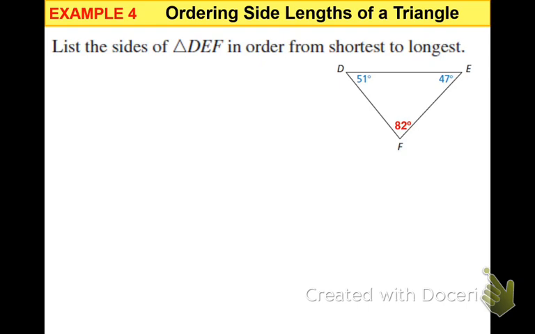Close though. 82. So we are listing from the shortest to the longest. What is the smallest angle? 47. So what is the smallest side? DF. So you're going to list DF. Remember that you name a side with 2 letters and a line above. What is the next largest side, or next largest angle? D. So that makes the next largest side FE, or EF.